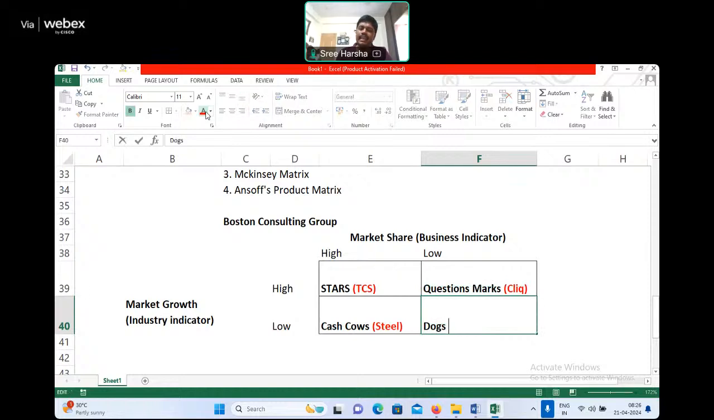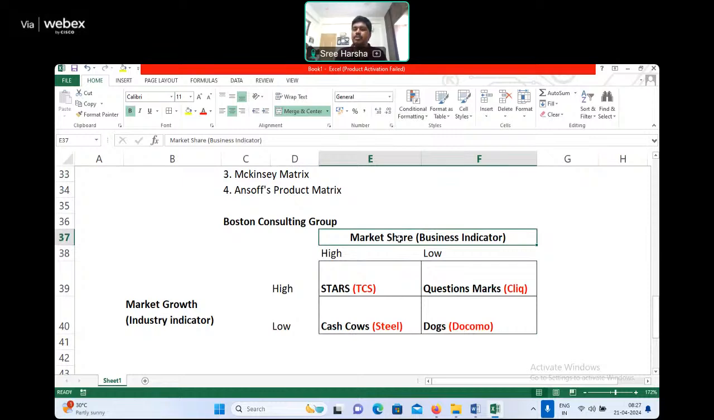Dogs are nothing but where the industry is also not growing, and we are also not growing. For example, telecom industry, Tata Docomo. Industry is also not fast growing. Already everybody has a telephone. There are no new customers coming in. If you see Reliance Jio or Airtel, they will not grow at 30% per year, 40% per year. No, it is not possible. But companies like TCS, they grow at 30% per year, 40% per year as well. But Docomo, no, not possible, because the industry is not performing well. Even our business is not performing well. So those are nothing but 4 categories.